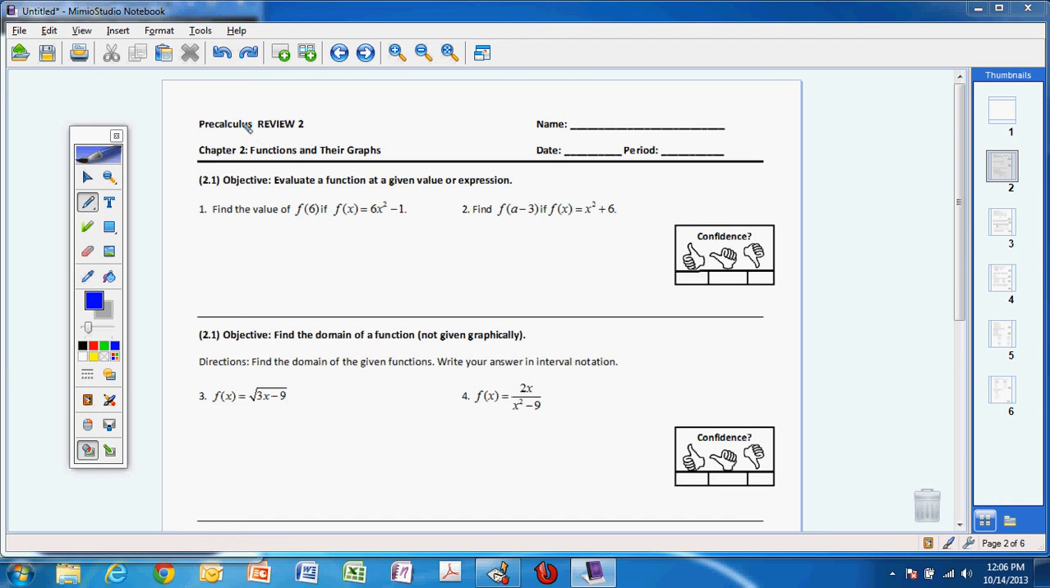Alright, welcome. Pre-calculus, this is review worksheet 2. This is to help you guys prepare for the 2A test, which is coming up. And the questions on here are kind of an overview of everything we've done from this chapter so far.